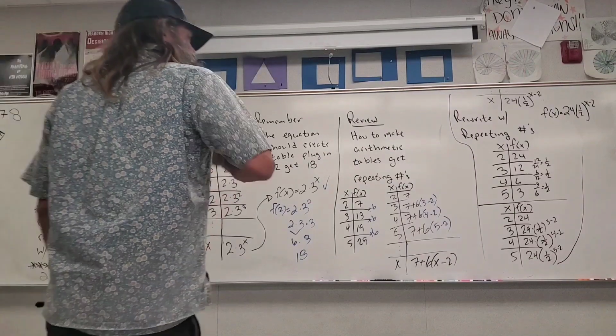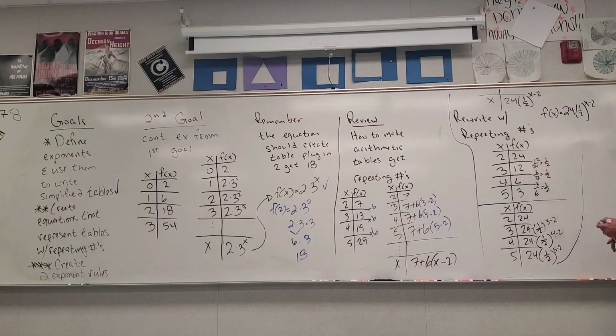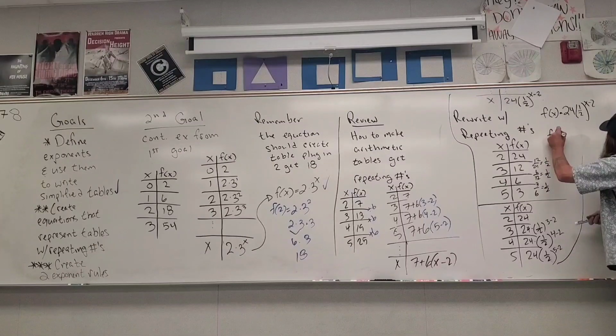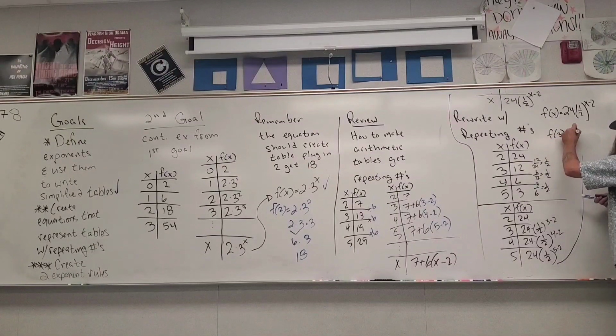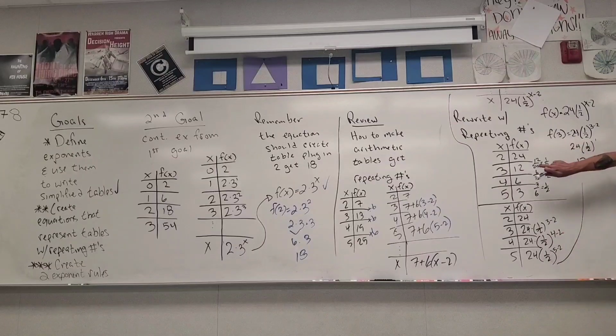Okay. Now, if I was to plug in a 3, I should get a 12. So if I plug in a 3, I get 24 and a half, and then 3 minus 2. Well, 3 minus 2 is 1. So I get 24 times a half to the first power. That means I just multiply by 1/2. And 24 times a half once is going to give me a 12. So this means I have a good equation because when I plug in a 3, I got a 12.